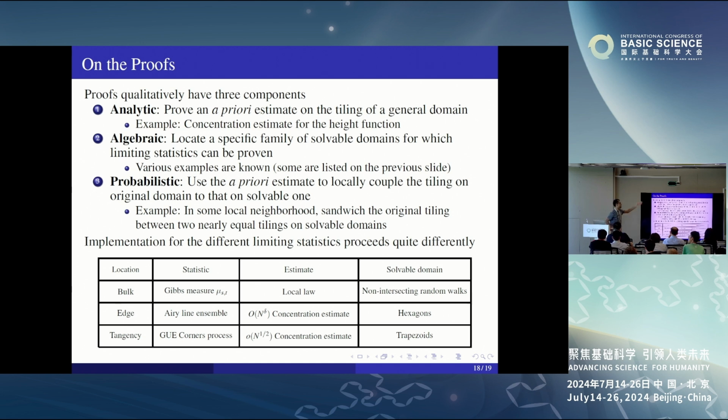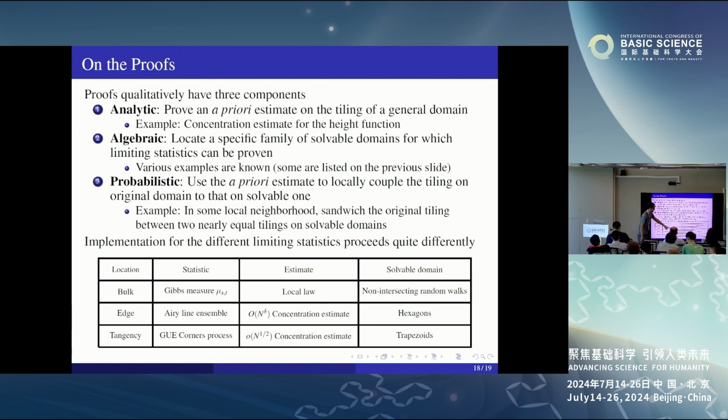Okay, so this is a very impressionistic, general, or vague explanation of the type of strategy. I should mention that the implementation of the strategy for the 3 different regimes is quite different. Since I made a chart here, these are the regimes: the bulk of the liquid region, the edge, and the tangency location. This is the statistic that you find.